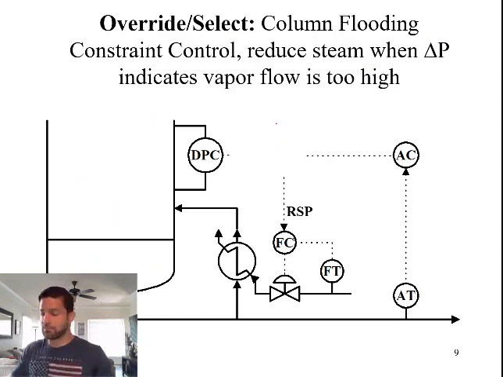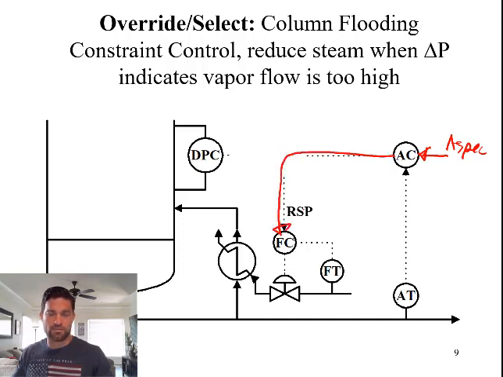Okay, we're going to do another example. We looked at this one last time too. So here we want to control the composition in the distillation column. We're measuring the composition. Under normal feedback control, the composition controller would open or close the flow of steam to the boiler at the bottom of the column. This is set up in cascade.